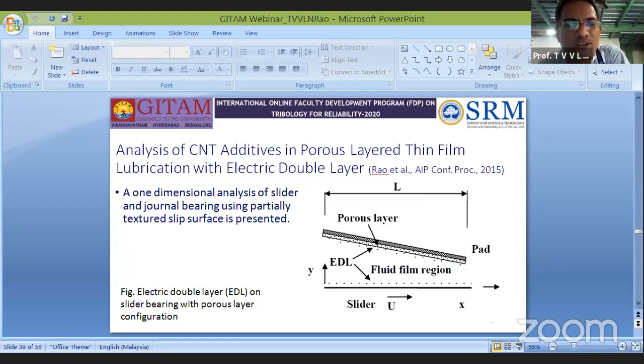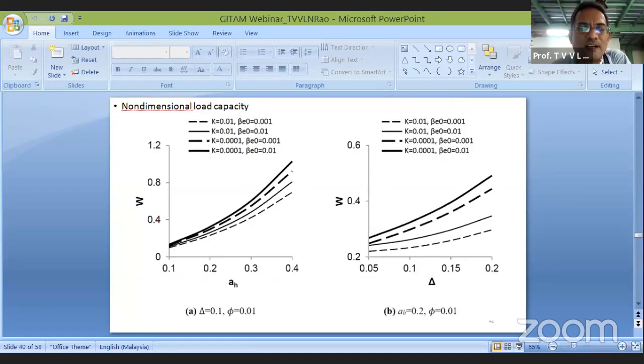So these kinds of parameters will let us know the impact in terms of performance improvement, that is the load capacity improvement or the coefficient of friction reduction. This is the primary objective of that paper, and we have done some results. AH refers to the slope parameter. AH equal to 0 means a parallel bearing.